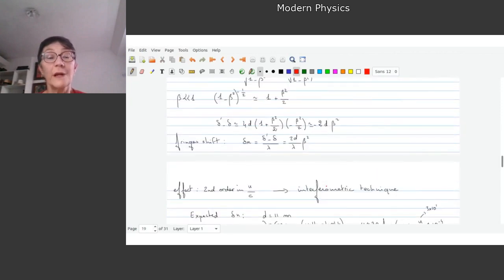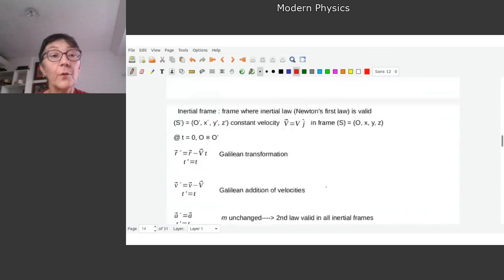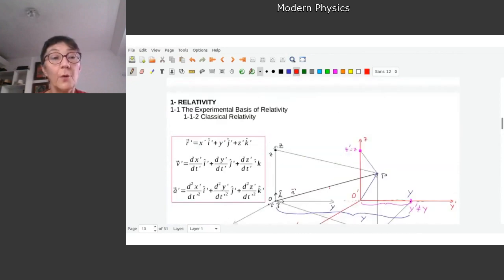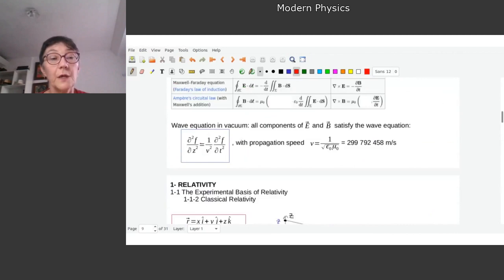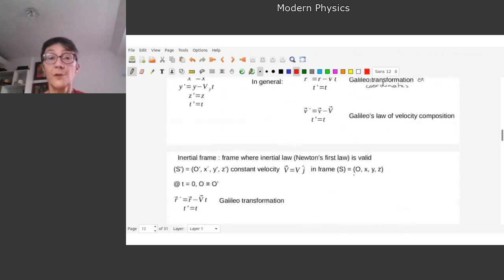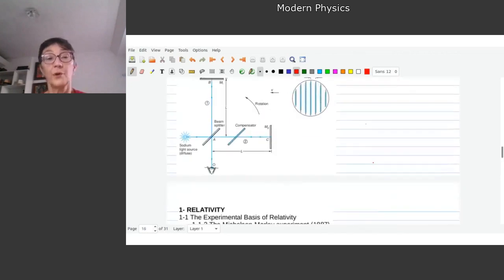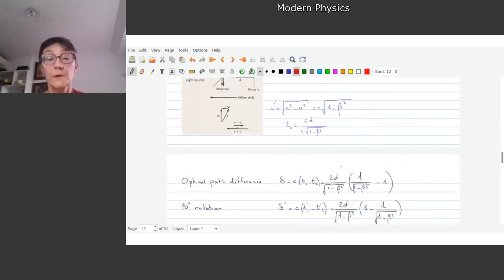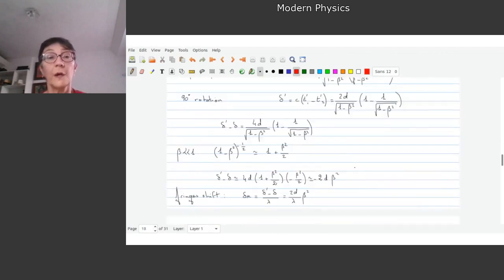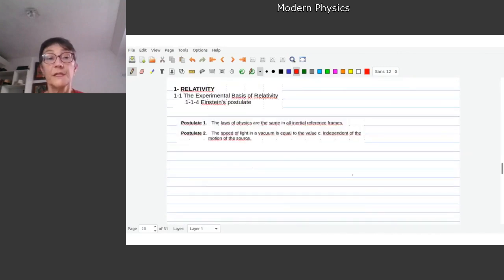Do you remember the wave equation? Maxwell's wave equation is here. This is c, the propagation speed of light. So which reference frame is that? It seems there is no singular, privileged reference frame where the velocity of light is c. This is very strange.